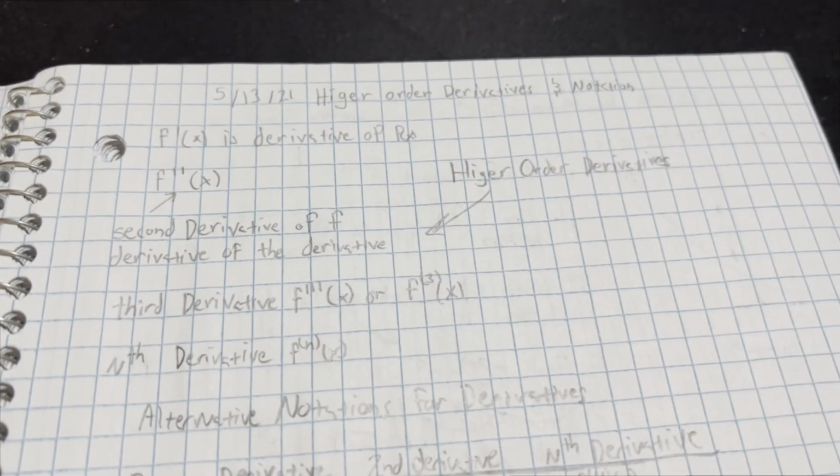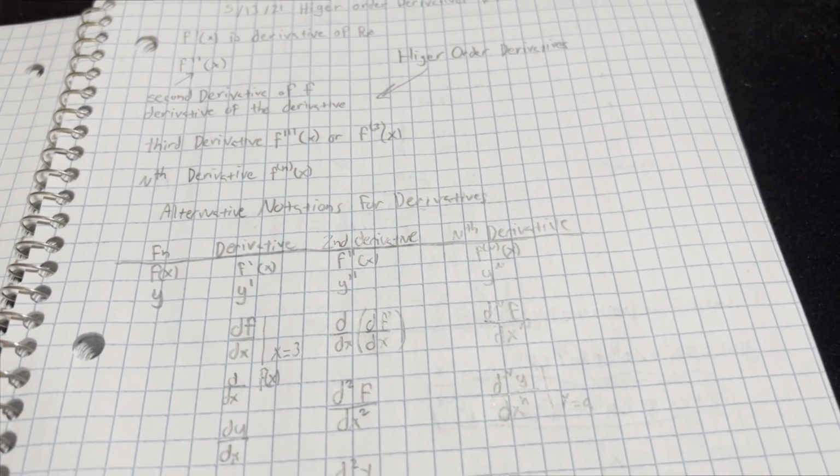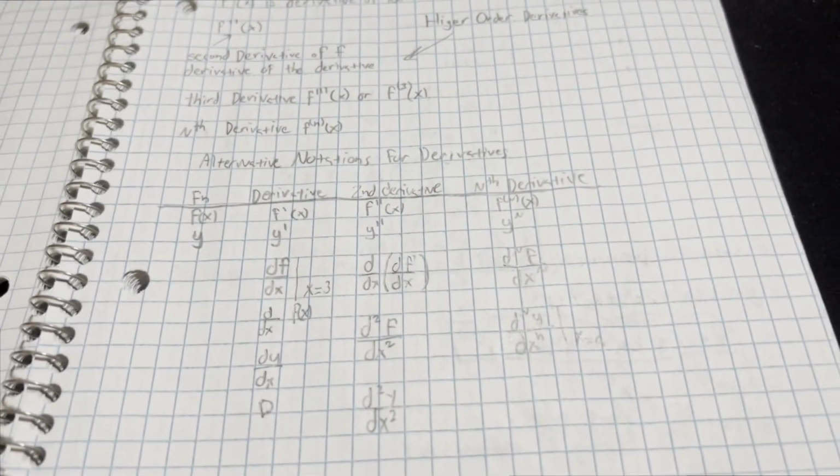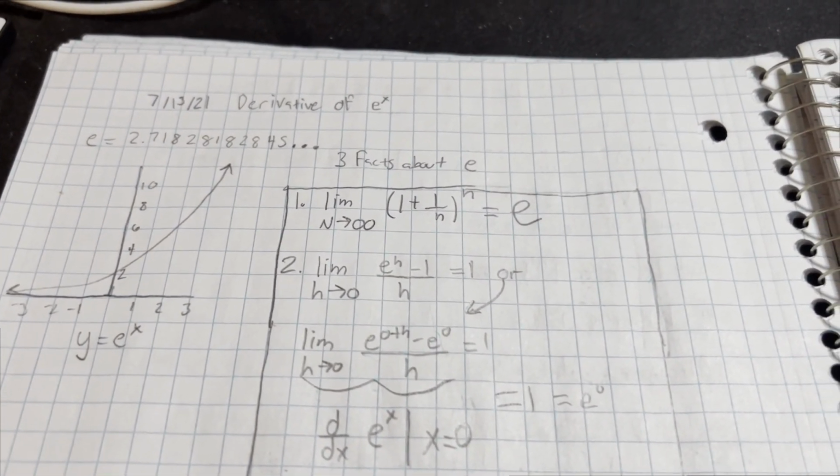And then we have higher order derivatives and notation. Don't really remember this at all. Oh, okay, I remember this. The first derivative, second derivative, and nth derivative. Remember that? Oh, I love the derivative of e to the x.